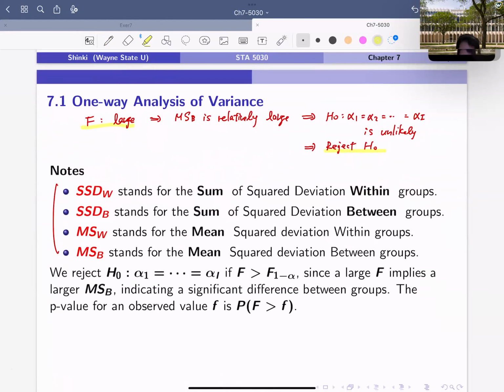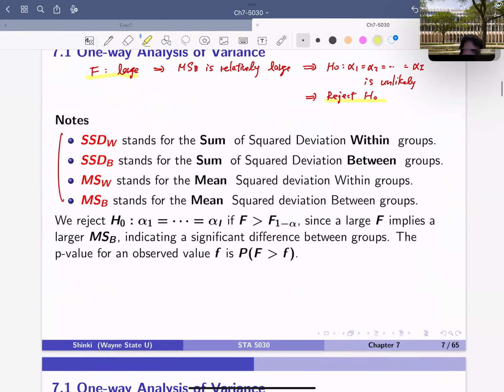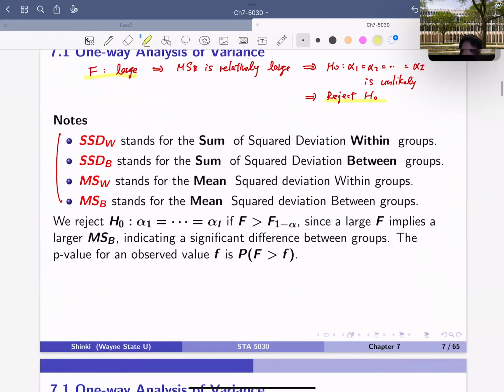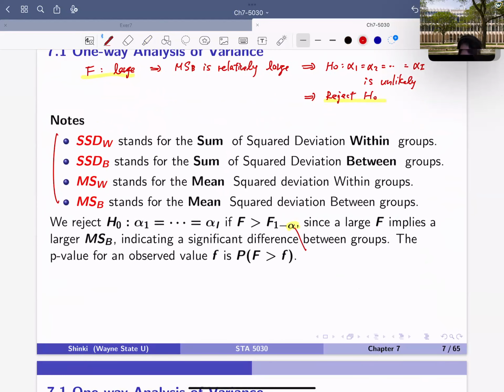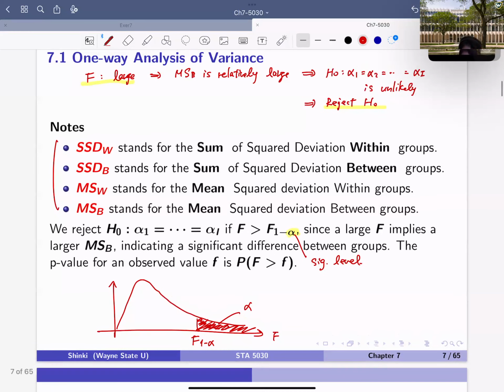That is the criterion. And if our significance level is alpha, so this alpha is the significance level. So under the null hypothesis, if this F statistic is within this extreme high range, that is F sub 1 minus alpha, if our test statistic falls in this range, then we reject H naught. So this is the rejection region.